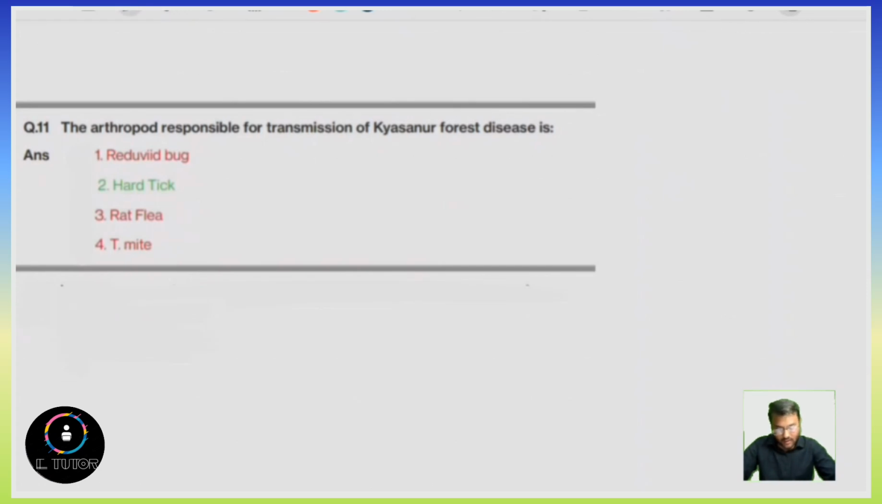So, arthropod responsible for transmission of Kyasanur Forest disease. Among the given options, answer will be hard tick. Hard tick acts as a vector for Kyasanur Forest disease, and if we talk about the amplifier, then it will be monkey.